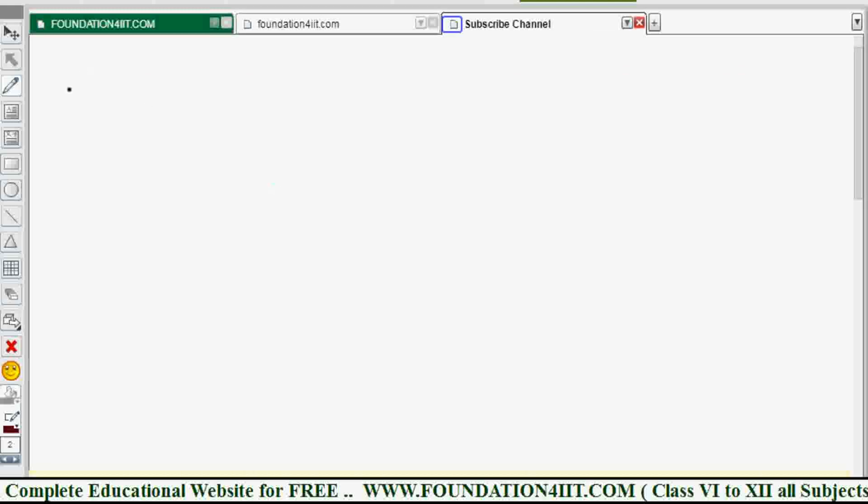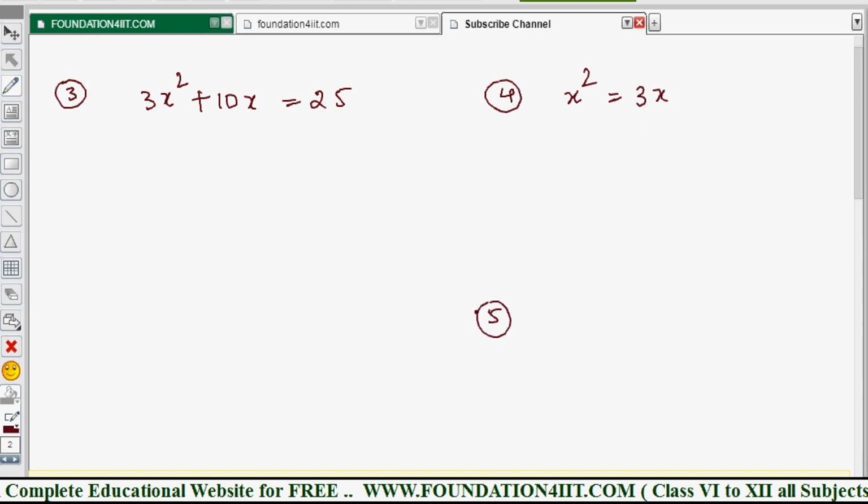Let me show a few other examples more. I'll show three examples. So one is 3x square plus 10x is equal to 25. Another is x square is equal to 3x, and x square is equal to 36. These also are quadratic equations, the highest power is 2 and the highest power is 2. First let me solve this third one. I'll explain the fourth and fifth questions afterwards.